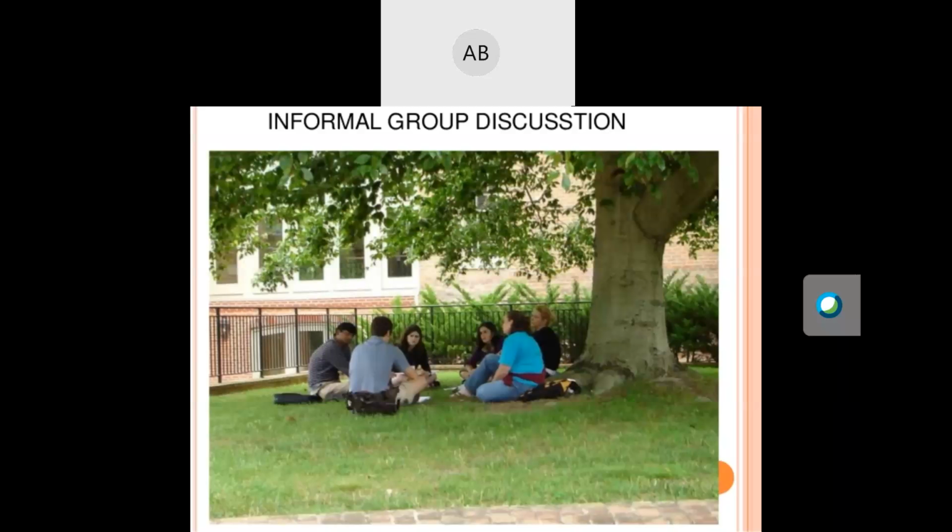Informal group discussion. With informal group discussions, the interviewer has an idea of the topics to be covered in the interview, but there is no strict order in which the topics are to be covered, and there is no strict wording of the questions to be asked.